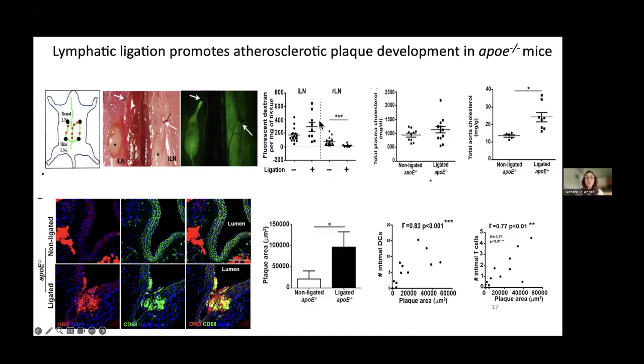Basically in the iliac lymph node, you see an accumulation of this dye because it's not drained into the more distal lymph node, the renal lymph node. So here we basically compare ApoE mice with effective drainage or with ligated lymphatic vessels. And we first show that there's no alteration in the total plasma cholesterol, but we clearly see an accumulation of the cholesterol within the aorta when we alter lymphatic drainage in these mice.